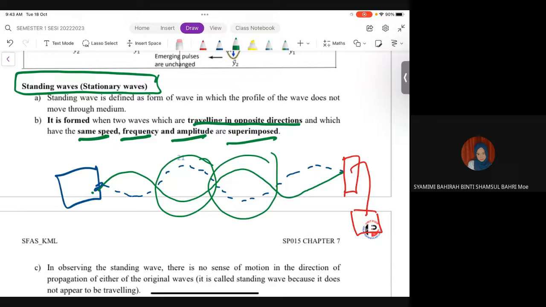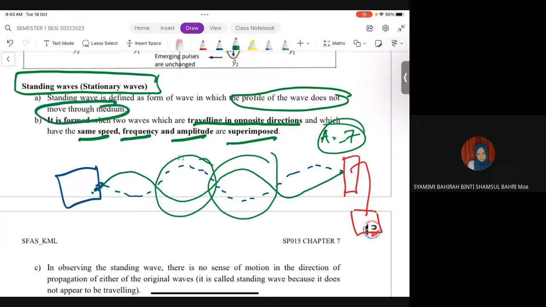Dan kenapa ini dipanggil standing wave? Because let's say yang langgar ni amplitude dia adalah 7. So yang patah balik ni akan dapat 7 balik. That's why dia kata tadi the wave profile does not move. Apa maksud wave profile? Macam contohnya saya tanya profile you. Okay, contohnya Q. Nama dia Q. Dia langgar dinding ke, dia langgar apa ke, nama dia tetap Q. Dia tak akan tukar nama lah.